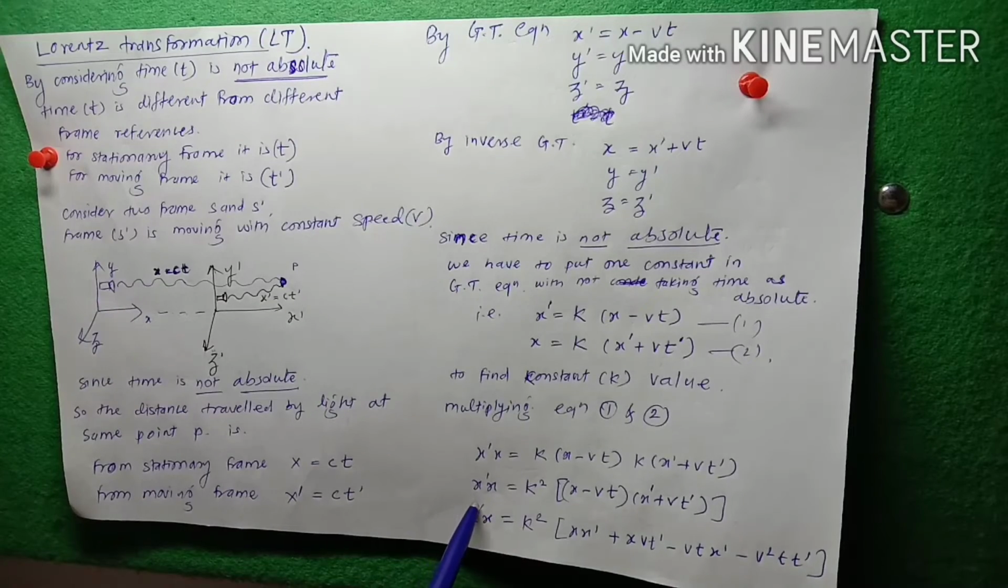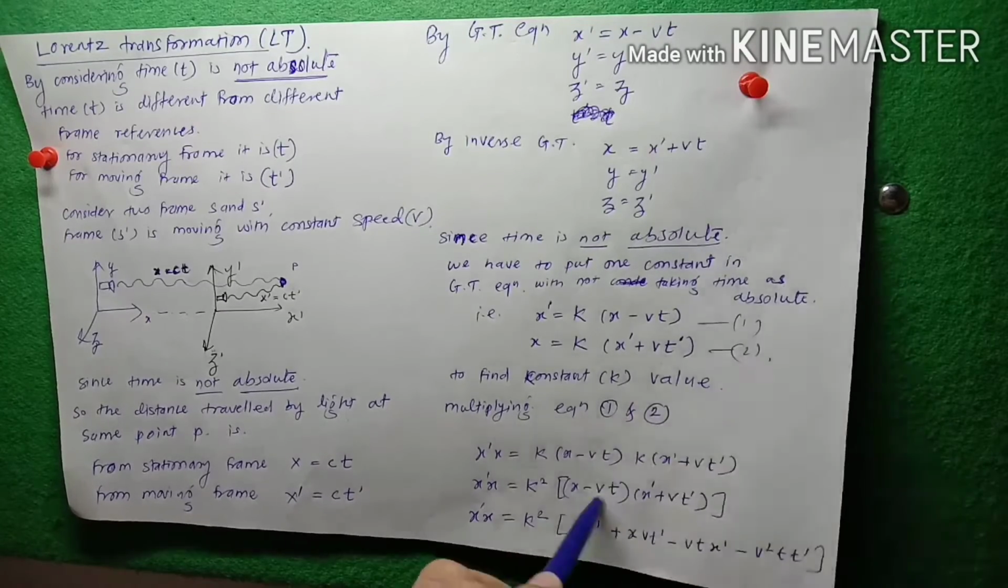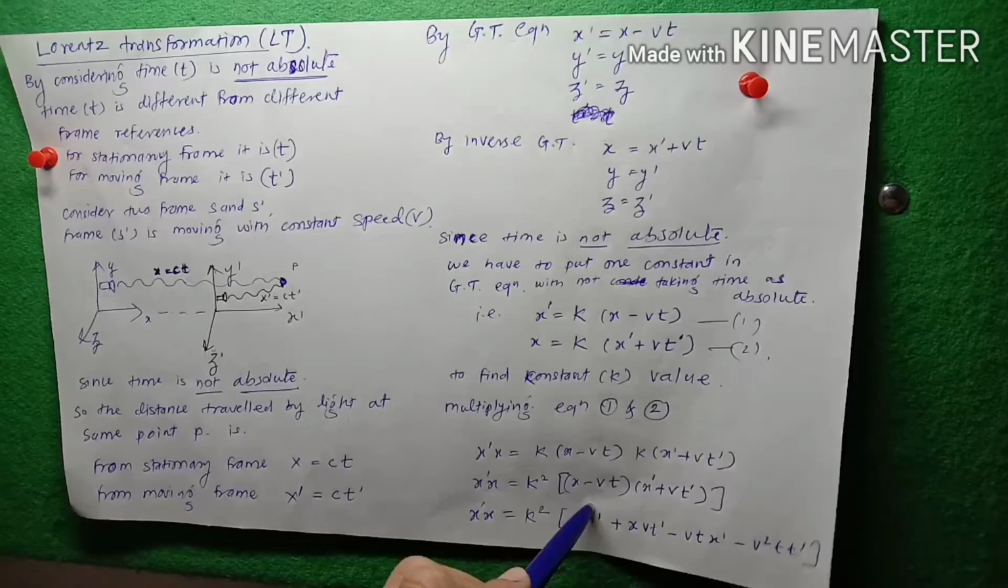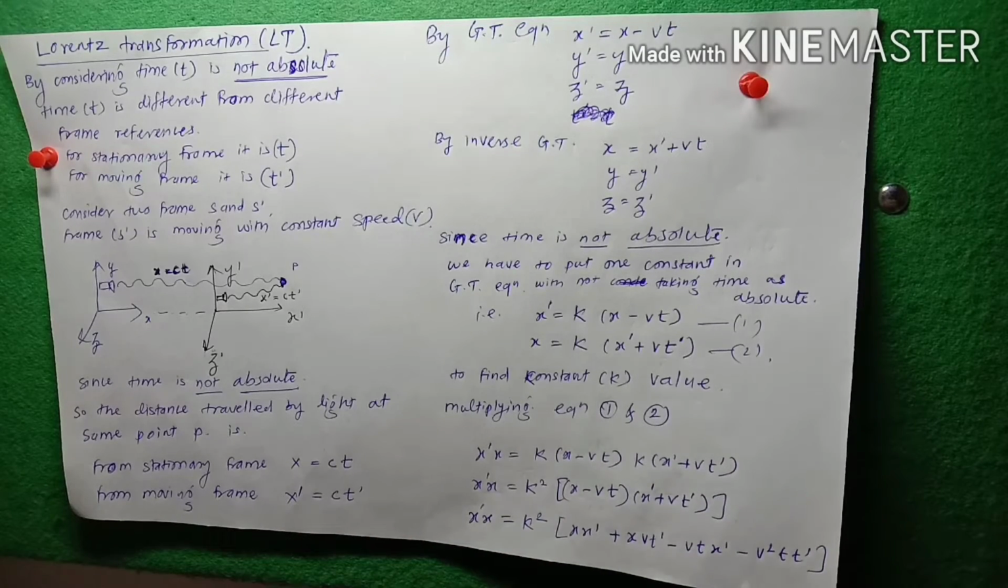So here it will remain as it is, x dash x is equal to, this is k and k square, and then the multiplication of these two terms. The multiplication of these two terms is simple, like a minus b, a plus b, which will give like this.